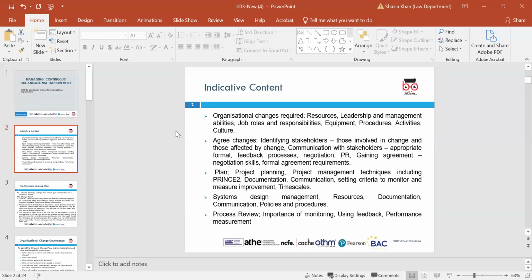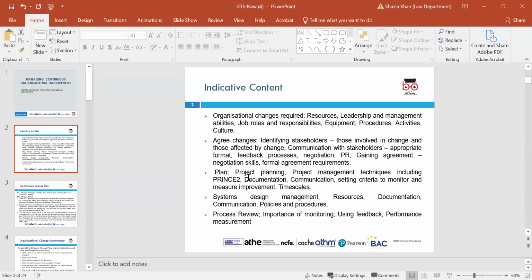The indicative content is organisational changes requirement, resources, leadership and management abilities, job roles and responsibilities, equipment, procedures, activities, culture. We'll look at agreed changes, identifying stakeholders, those involved in change and those affected by change, communication with stakeholders, appropriate format, feedback processes, negotiation, PR, gaining agreement, negotiation skills, formal agreement requirements.